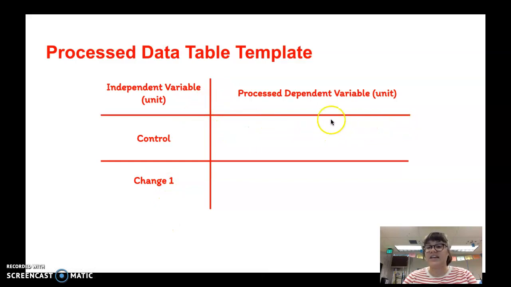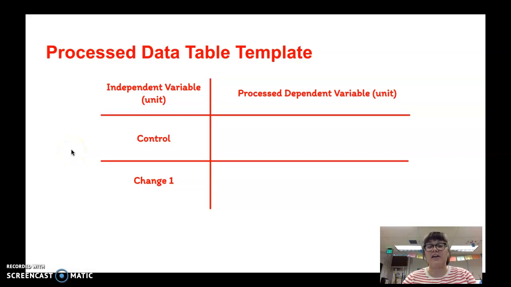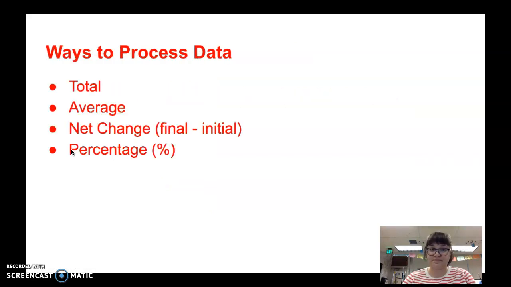Notice that there's not any trials here. It's because we will have processed the data, so we will have made some meaning out of the trials, and now we're just looking at, okay, what do these numbers mean in relation to our control and our change? How is our dependent variable being affected by our independent variable changing?